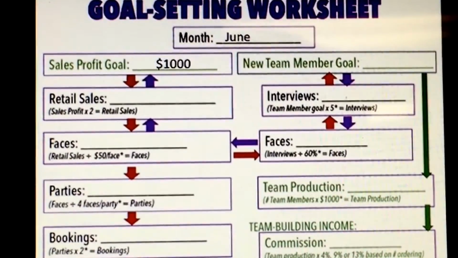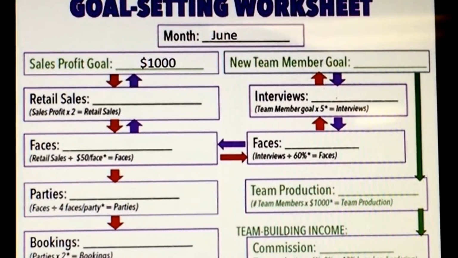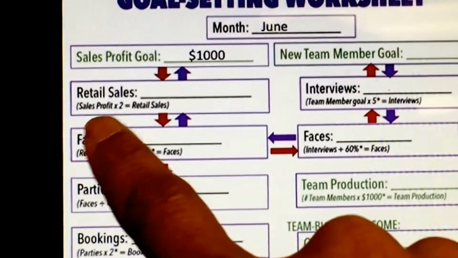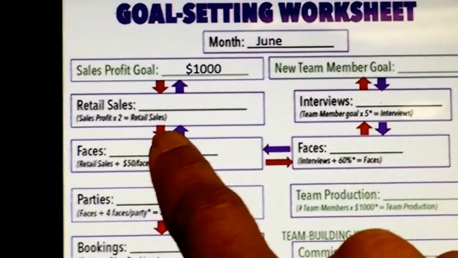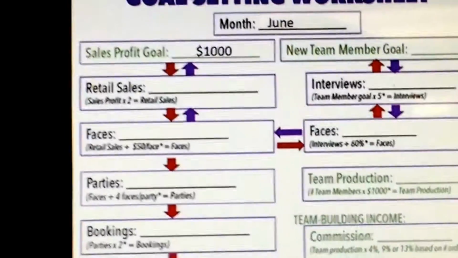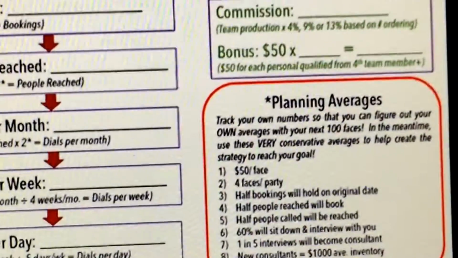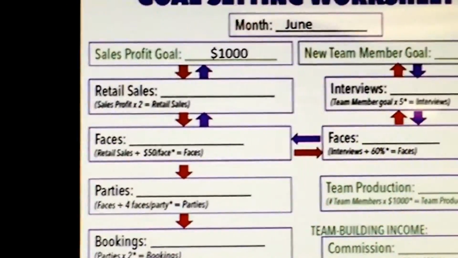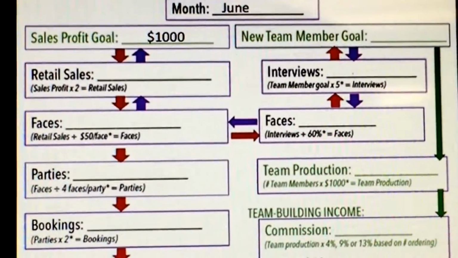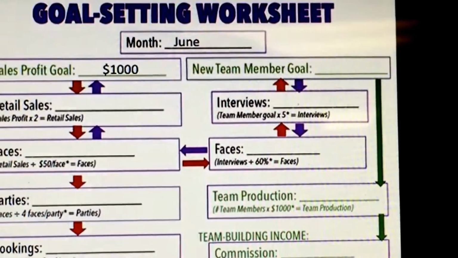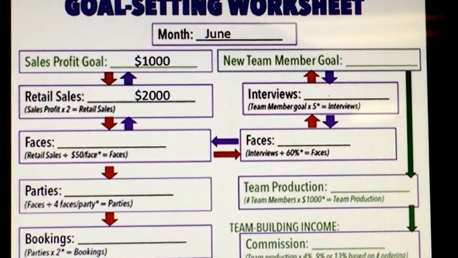And we make half of what we sell. So you'll see the formula underneath it here. See where it says sales profit times 2 equals retail sales. That is also based on the average down below, but we make half of what we sell. So if you want $1,000 profit, then you need to sell $2,000, okay?